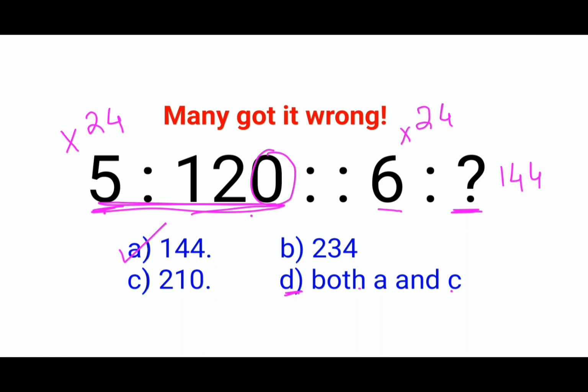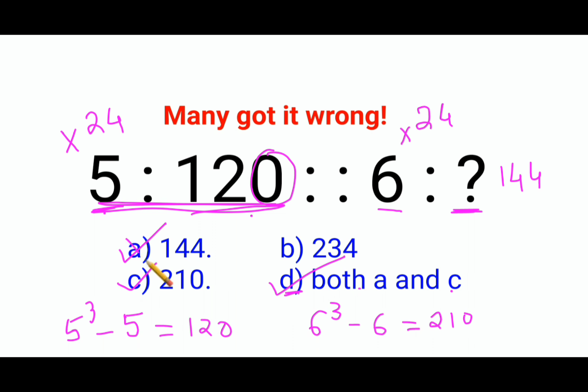Now, see, if you remember, 5 cube gets you what? 125. And you subtract 5 from it, it gets you 120. So similarly, let's try. 6 cube gets you 216. When you subtract 6 from it, you get the answer as 210. So I can say both A and C are my answers. So option D is my answer and not individual A or C.